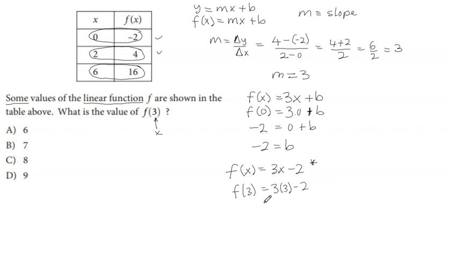This calculates to become 9. That's 3 times 3 minus 2, which is equal to 7. So we look for the answer 7 in the list of options. B is our answer.